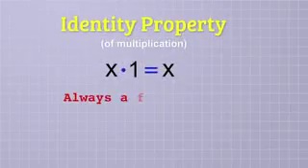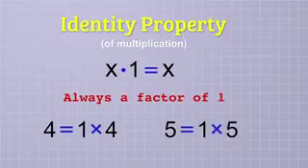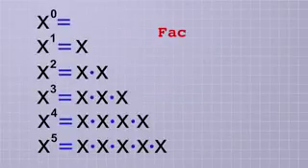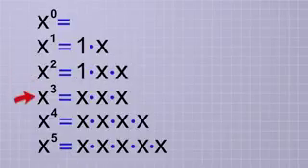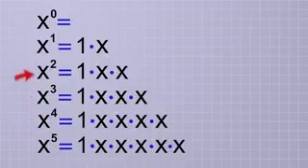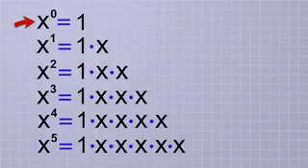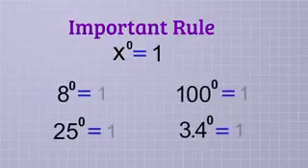Do you remember that because of the identity property of multiplication, there's always a factor of 1 in any multiplication problem? 4 is the same as 1 times 4. 5 is the same as 1 times 5, and so on. Well, that means we can also include a factor of 1 in our pattern of exponents. X to the first is 1 times x. X to the second is 1 times x times x. X to the third is 1 times x times x times x, and so on. And if we continue that pattern the other direction, you'll see that there will be a 1 left there even when all the x's are gone. So now you know another important rule about exponents. Any number raised to the 0th power is just 1.